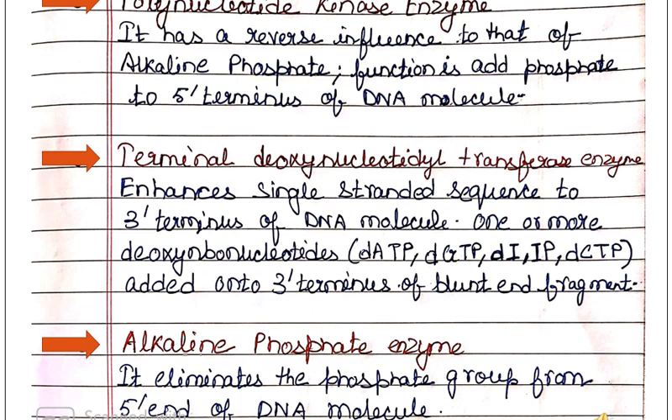Now the last is alkaline phosphatase enzyme. It helps in eliminating the phosphate group from the 5' end of a DNA molecule.